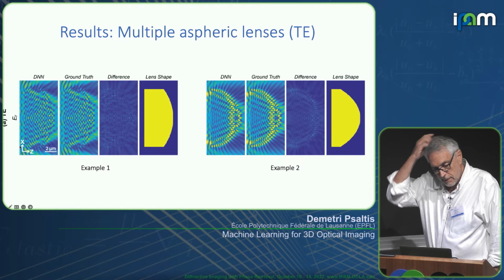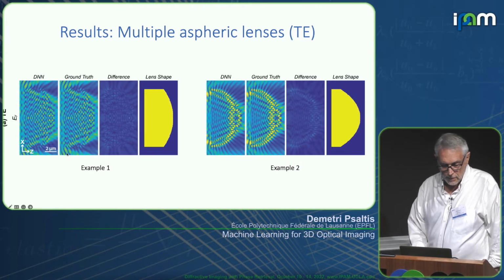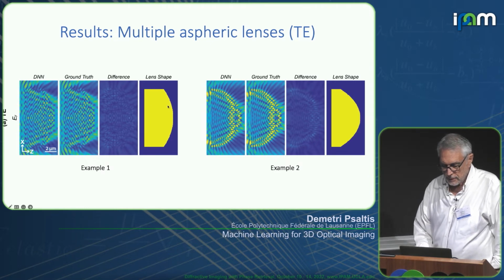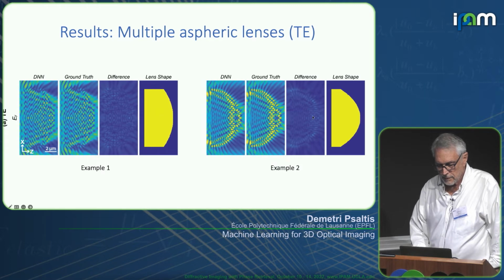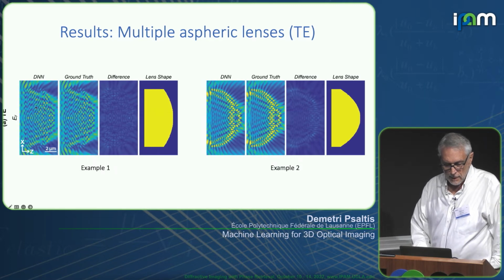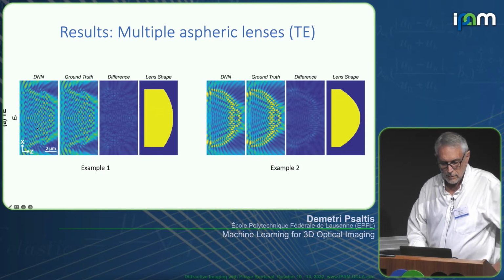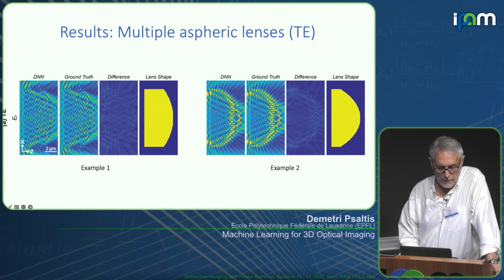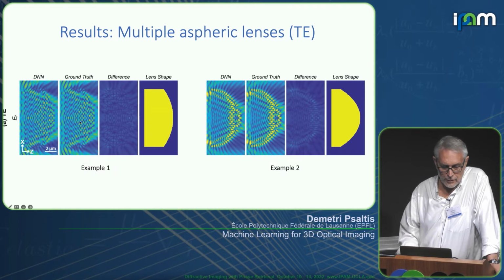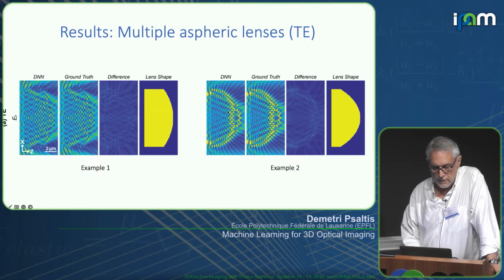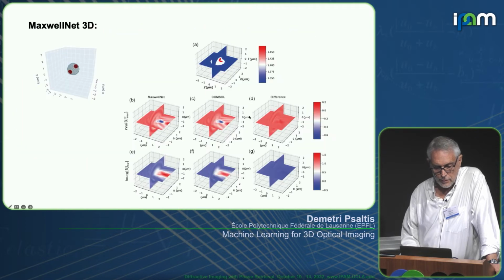So here are some results again for the lens. These are 2 examples, left and right, of 2 different lenses. This is the lens shape, and this is the field produced by the network. This is the real part, and this is the ground truth. Ground truth is COMSOL, and this is the same thing for the other lens. So that's 2D simulations.